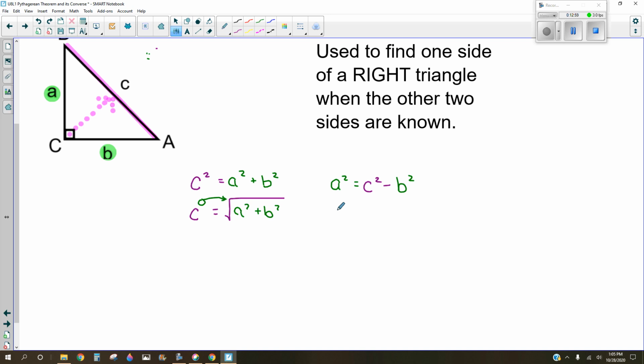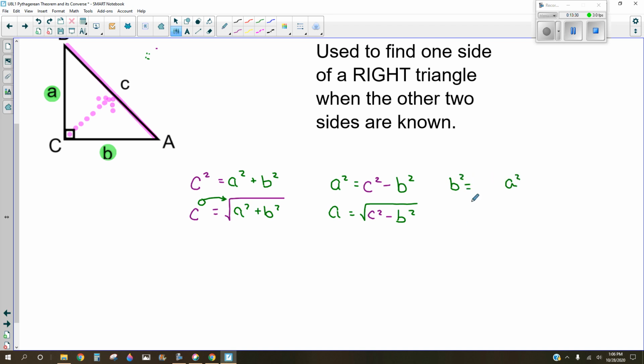Okay? Or you might say, okay, so if we're missing side A, do this. Okay, you're going to want to write these down. So depending on what you're missing, just use the formula that goes along with it. You could do the same thing with B squared.